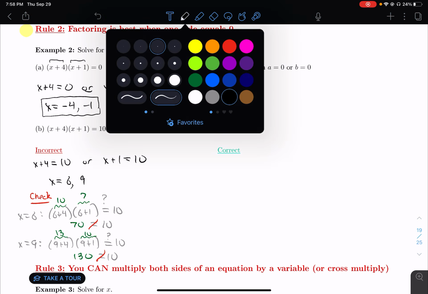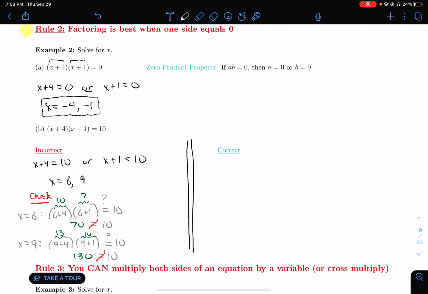So what is the correct way of doing this then? The correct way is that I need to first expand and multiply out the left-hand side. If I FOIL out this whole left-hand side, I'll get x squared plus 5x plus 4 equals 10. Now let's move everything over to the left side so that one side equals 0. So I'll subtract the 10, moving it over to this side. I get x squared plus 5x minus 6 equals 0.